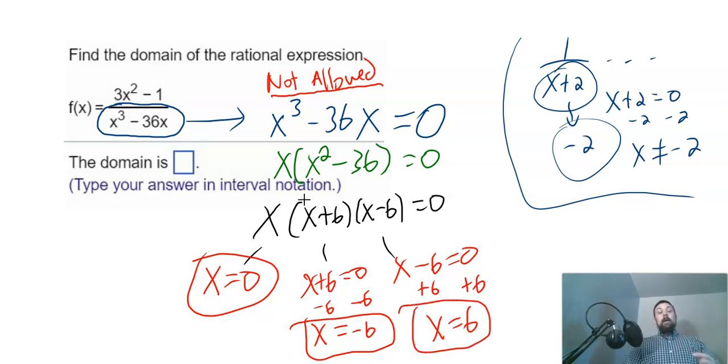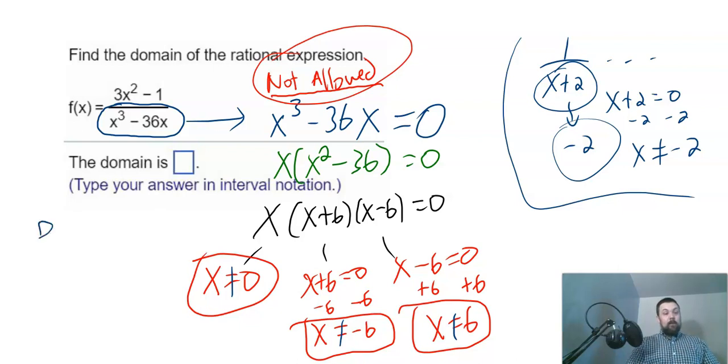All right. And again, this is what's not allowed, right? X to the third power minus 36x is not allowed to equal 0. And so that means x is not allowed to equal 0. X is not allowed to equal negative 6. X is not allowed to equal positive 6, right? These are the numbers that x is not allowed to equal. So the domain is everything but these numbers, right?